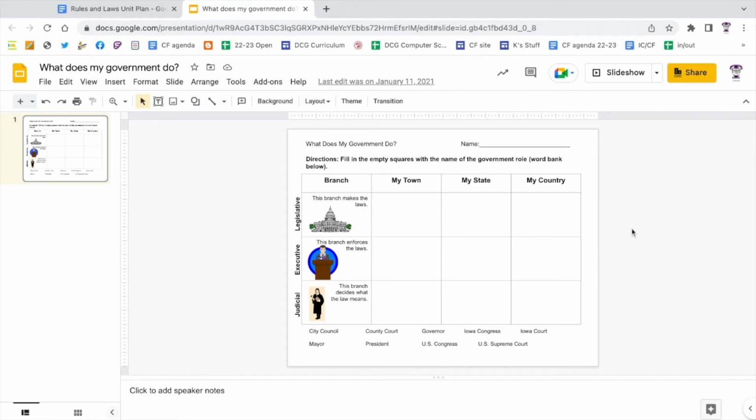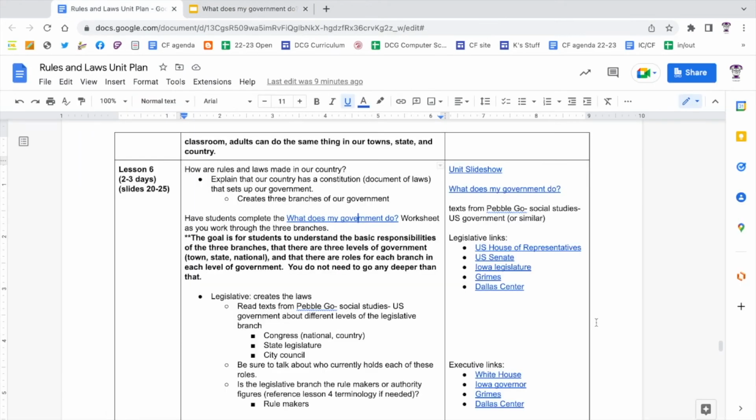There's a word bank at the bottom of the worksheet so that students can copy the words into the correct location. The goal for this lesson is for students to understand the basic responsibilities of the 3 branches, that there are 3 levels of government, town, state, and national, and that there are roles for each branch in each level of government. You don't need to go any deeper than that.